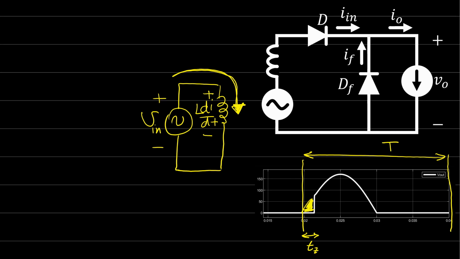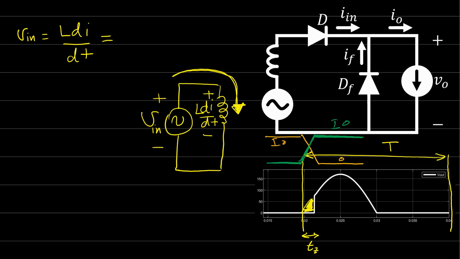The current that is increasing at this moment in the green line will be increasing until I out, and the current in the freewheeling diode will be decreasing in this way from I out to 0. So the current flowing inside the input inductance will be increasing from 0 to I out. If we try to write this equation, we can say that Vn is equal to L dI by dt, and the input voltage is a sine wave, so this is V maximum sine 2 pi t over T, and try to solve this equation.